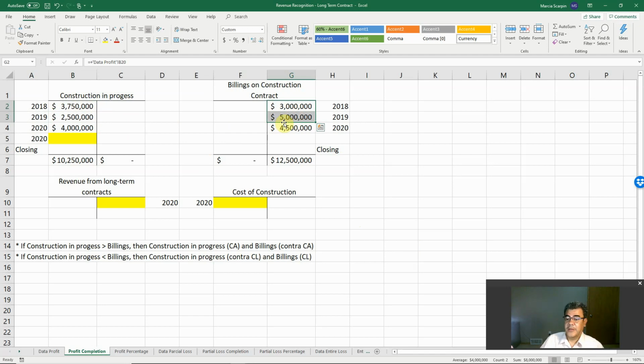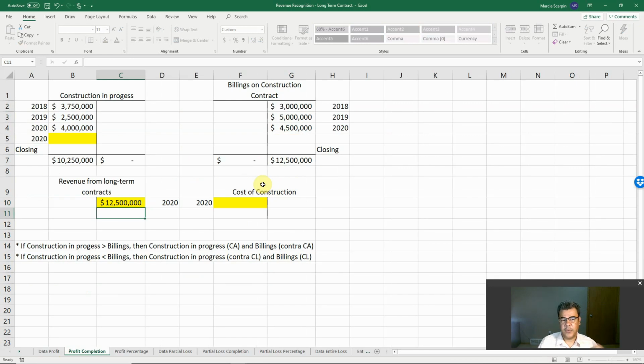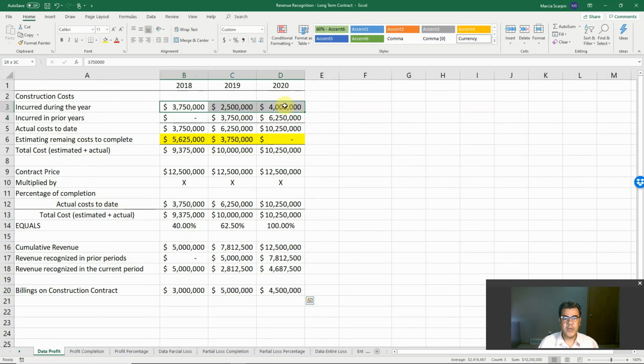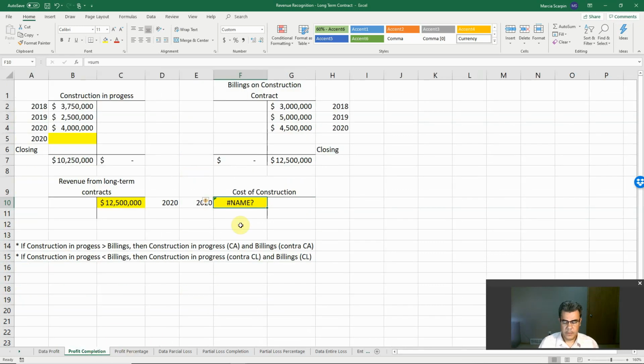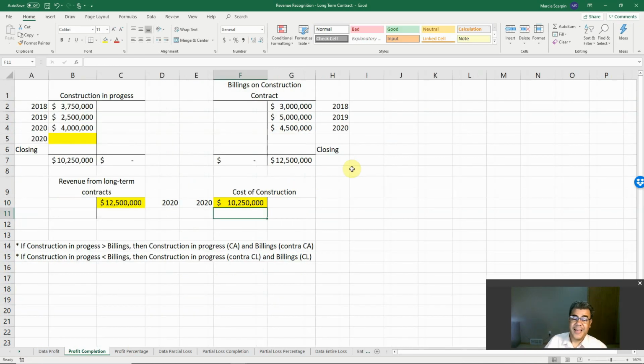However, okay, we are in 2020. We have the revenue. So how much is the revenue? The revenue is our contract price. This is our revenue. How much is the cost of goods sold or the cost of construction? The cost of construction will be the sum of our costs here, or simply the total costs here. So let's make it equal to the total costs here.